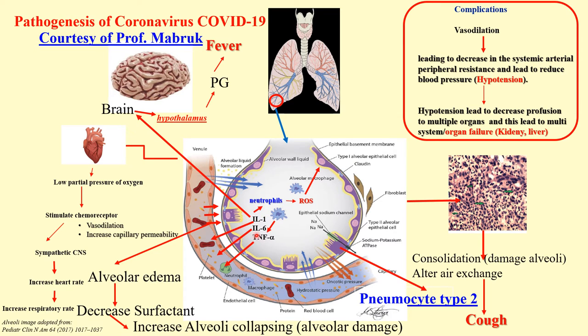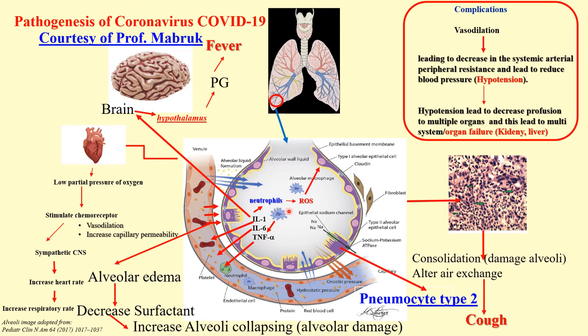Now, what will this inflammatory mediator do? The inflammatory mediators, interleukin 1, interleukin 6, and tumor necrosis factor, will go into the blood vessel surrounding the alveoli. So this is the alveoli, which you see here. Surrounding the alveoli, there is a blood vessel. So this is the blood vessel surrounding the alveoli. So what will happen is, the virus will be replicating in pneumocyte type 2, damaging pneumocyte type 2.